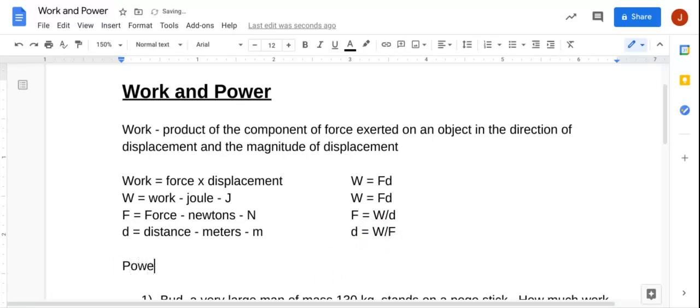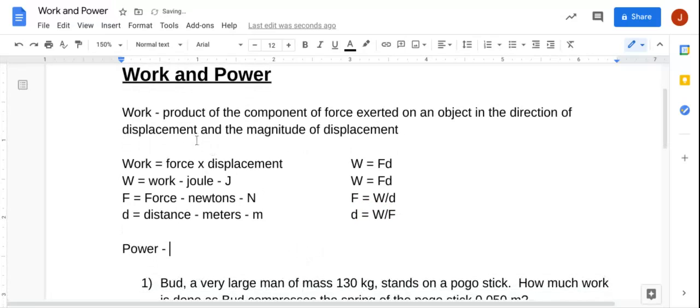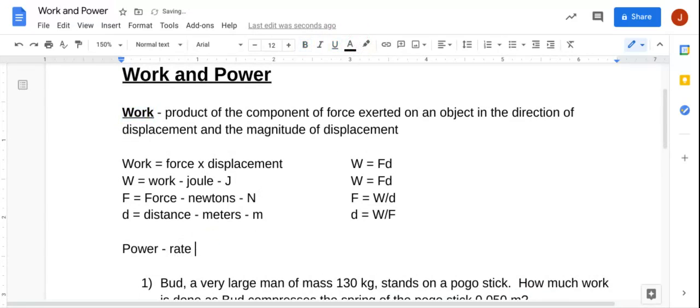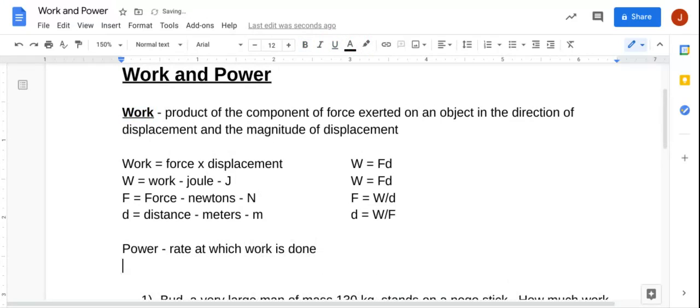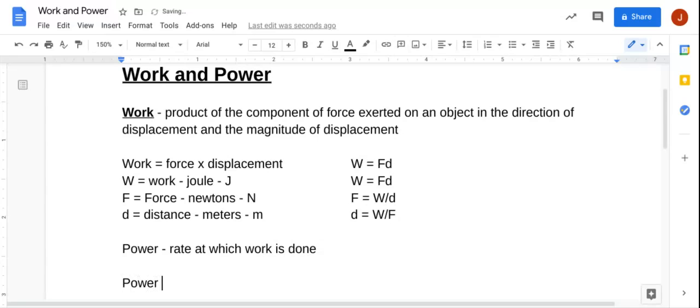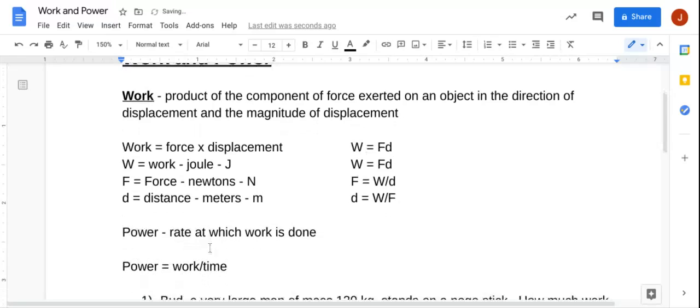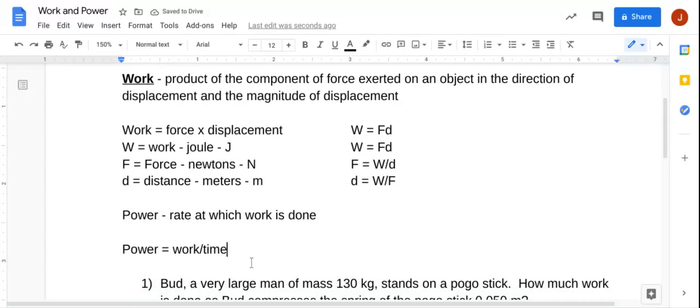Now, the second thing we're going to talk about today is power. Power is the rate of doing work, the rate at which work is done. So if I write out my equation, power equals work over the amount of time that it takes for that task to be completed. That would be P equals W over T.